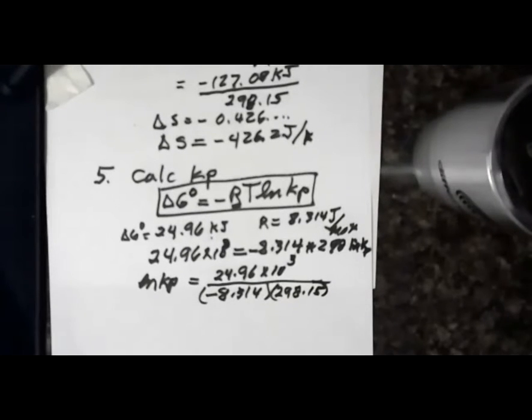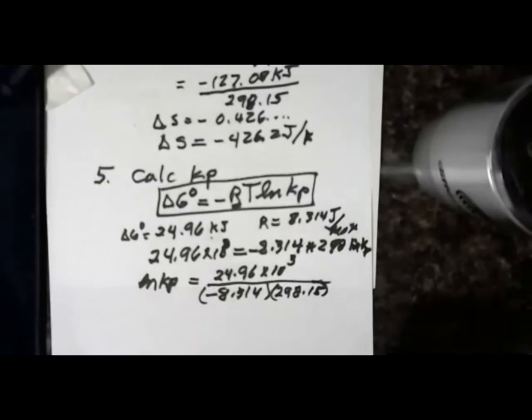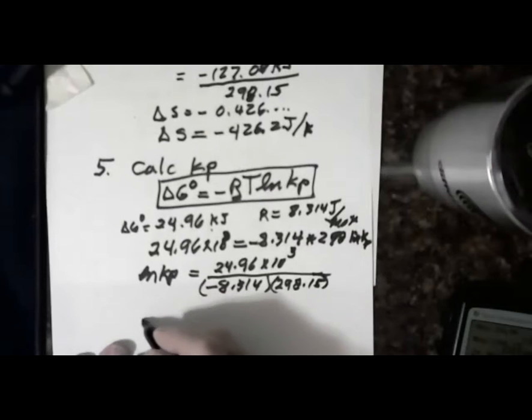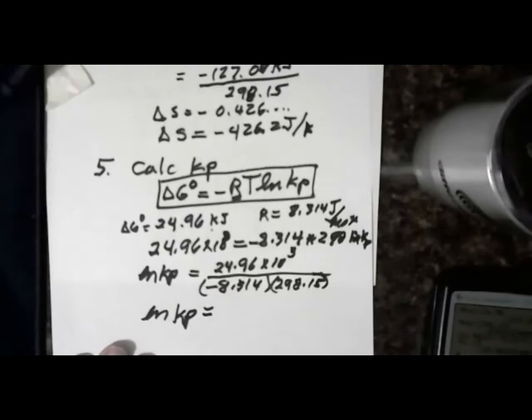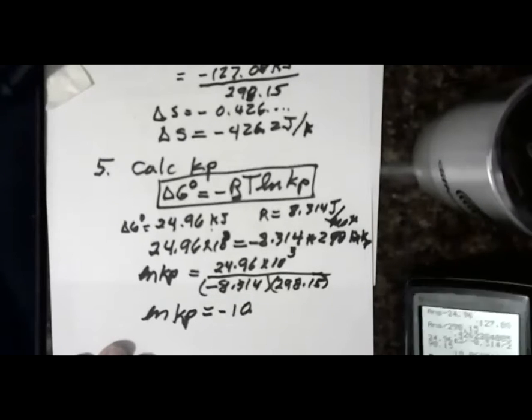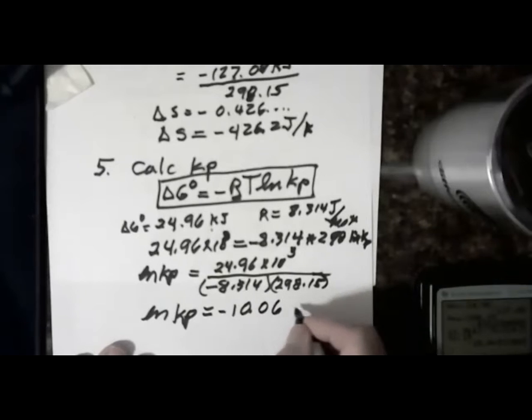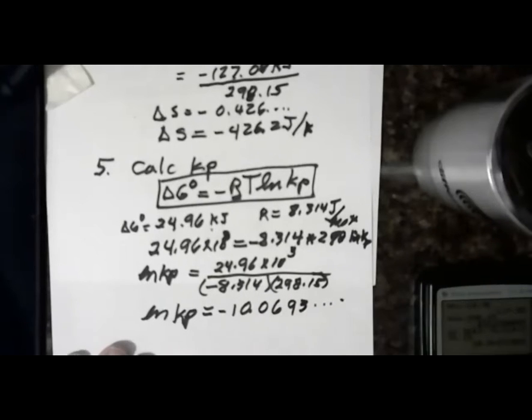So if we do that, we can have 24.96 with an exponent of third. Now I want to divide that by minus 8.314 and divide it by 298.15. And I get the ln of Kp is equal to minus 10.0693 and a whole bunch of other digits.